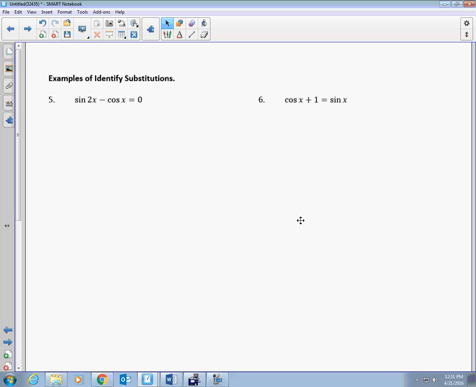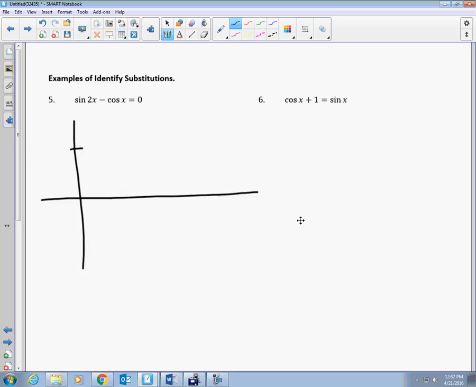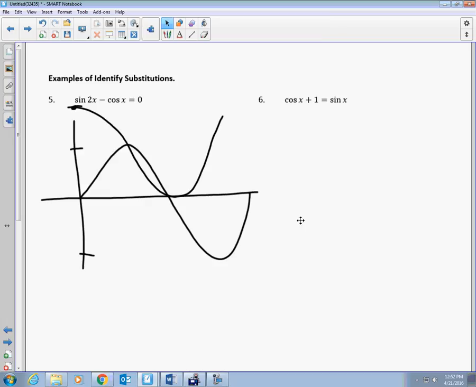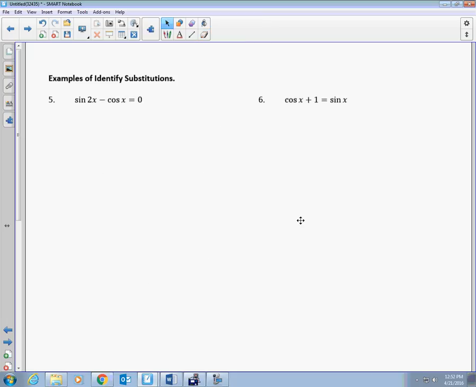It's asking us a question. It's begging an answer. And it's saying cosine of x plus 1 is equal to sine. Where does that happen? Think about it, guys. Sine starts here and goes up, right? And then cosine starts up here and it goes down. There are some points where these things are going to intersect. But the question is, how do we find it? Ryan? Yes. Square them.